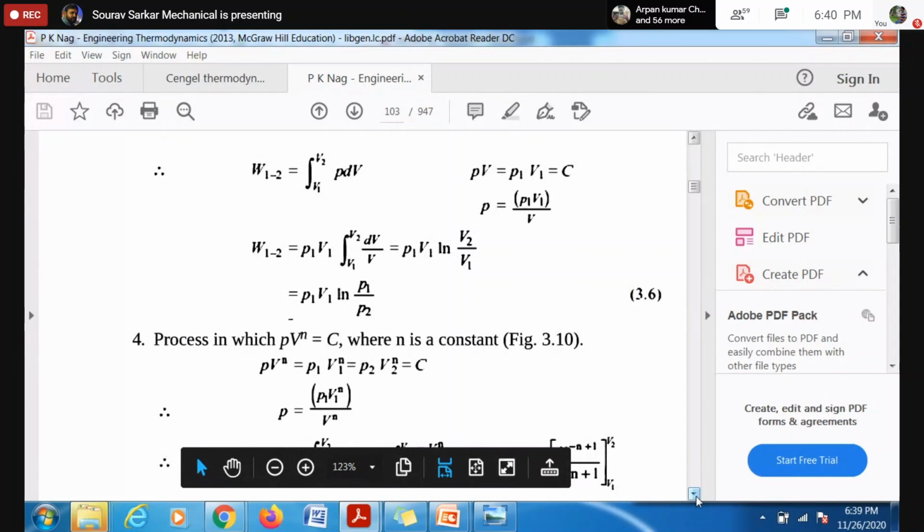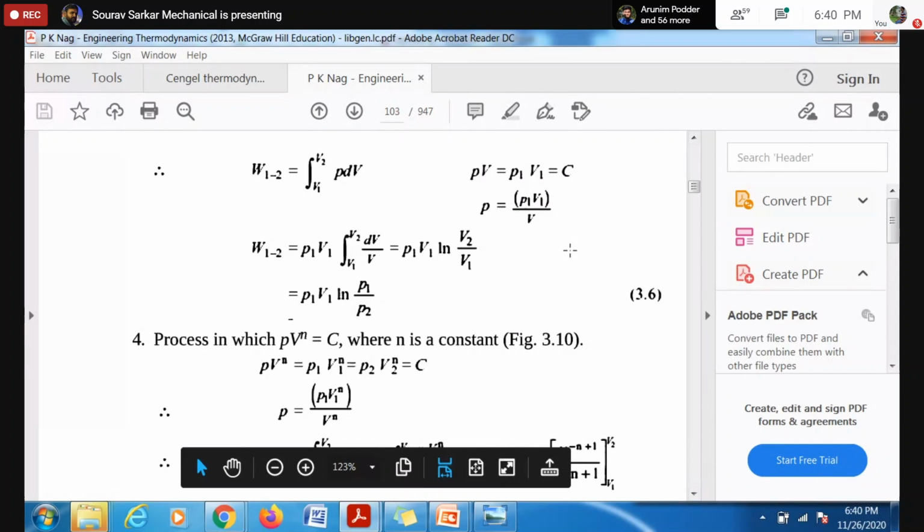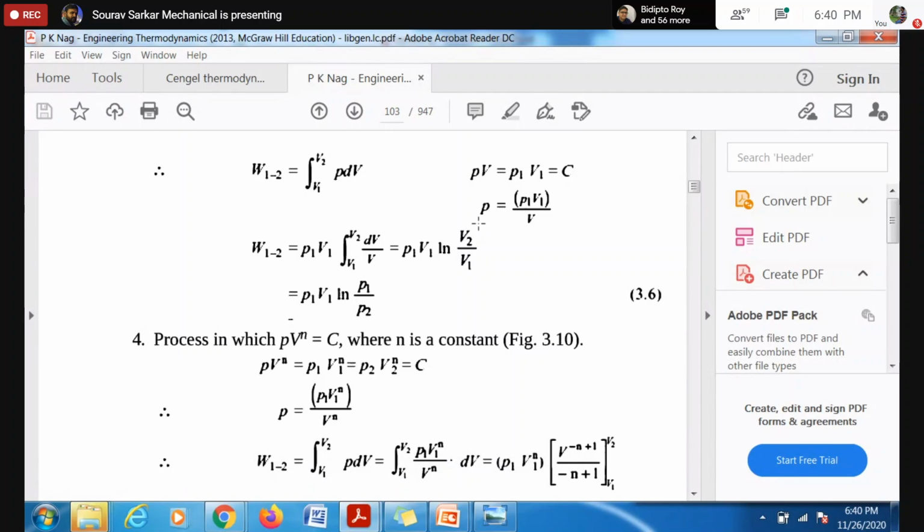If you're talking about expansion work, then ln V2 by V1, if V2 is high and V1 is low, this term will be greater than 1. If it is greater than 1, it will come as a positive value. If V2 is small and V1 is large, it is basically a compression. This will become a fraction, and we already know that ln of a fraction is negative. So the sign of work is already incorporated there. You don't need to bother about the sign of the work. It is already taken care of inside the expression.